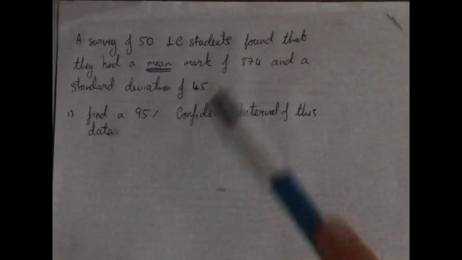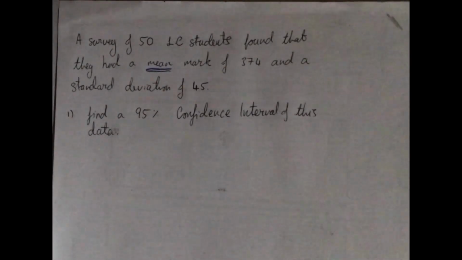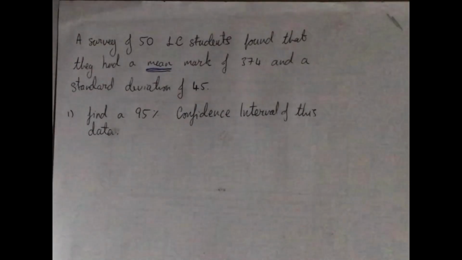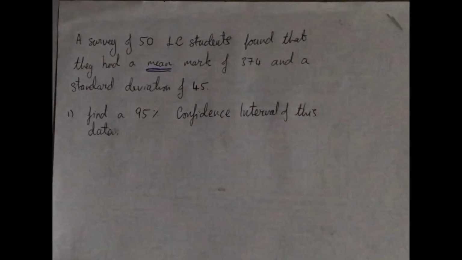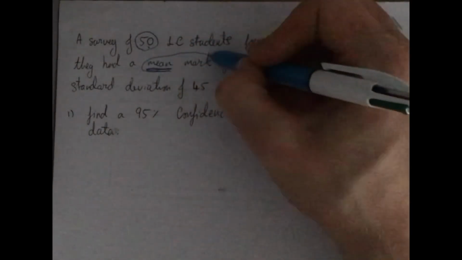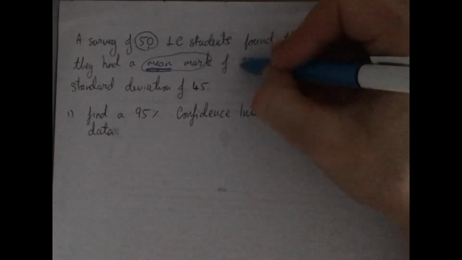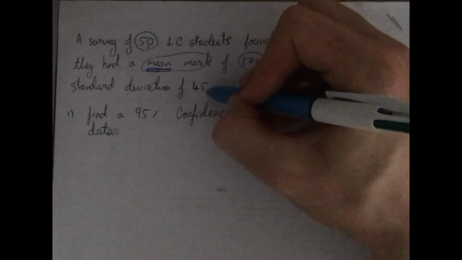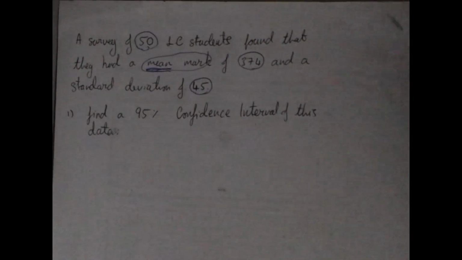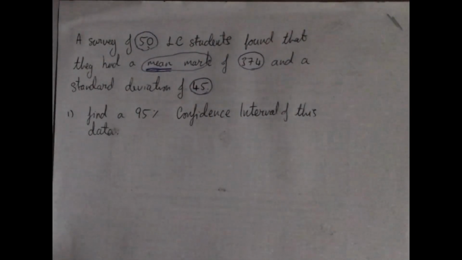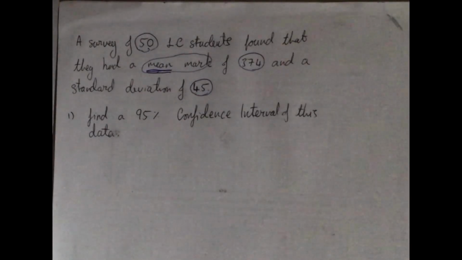This was the mean mark, so this was the mean that we had, which was 374, and they gave us the standard deviation of 45 as well. So just to circle these, 50 is going to be important. It's a mean mark. That tells us the type of question. This was the mean, and that was your standard deviation. Now it says, find a 95% confidence interval for this data.